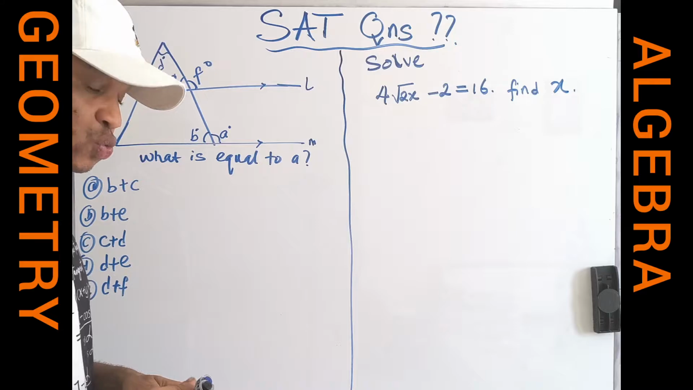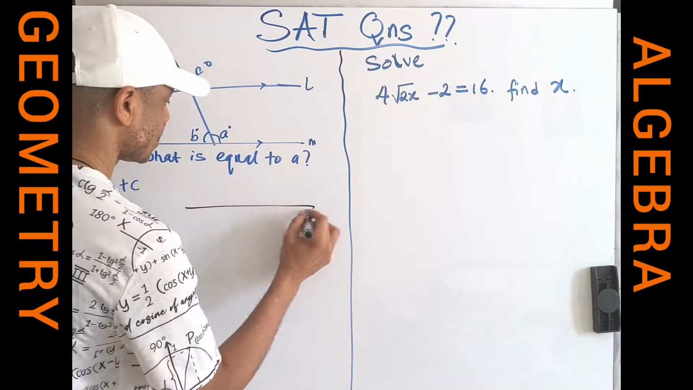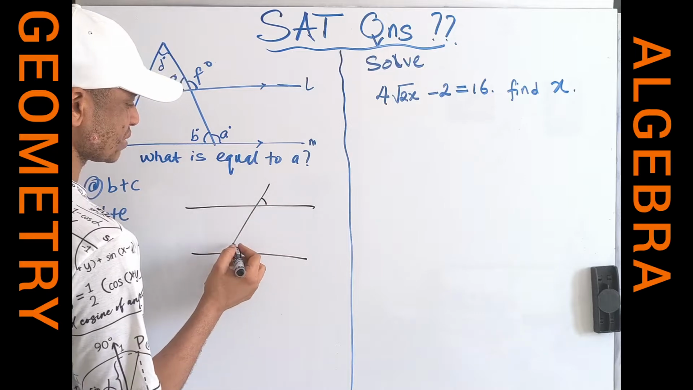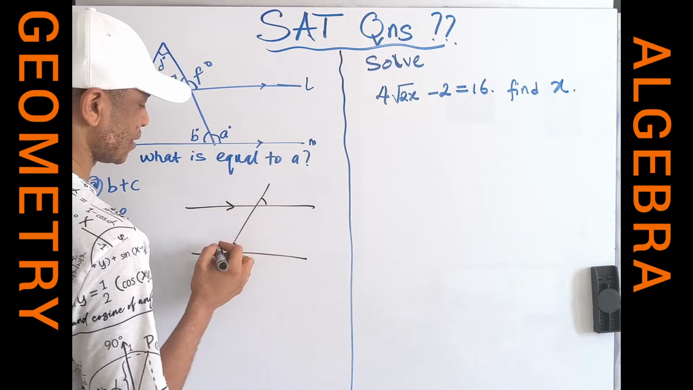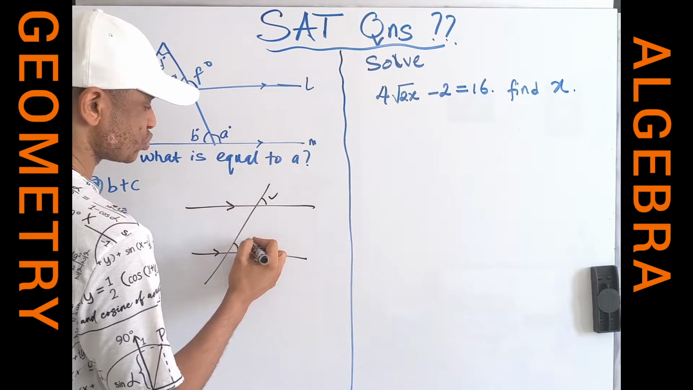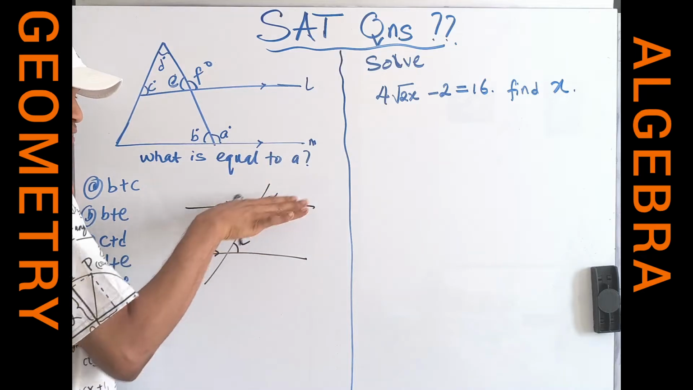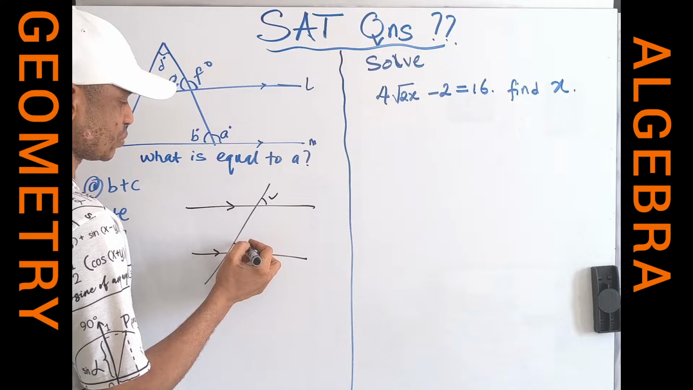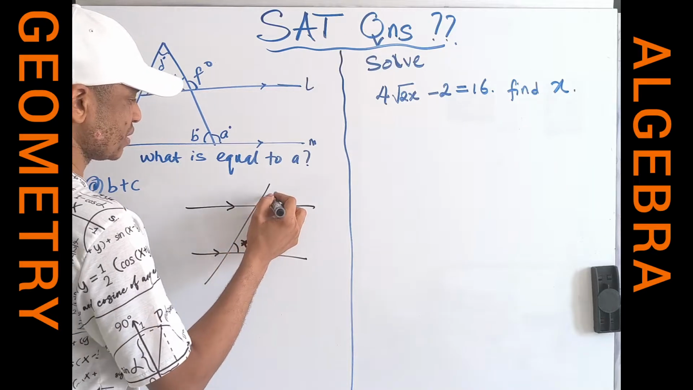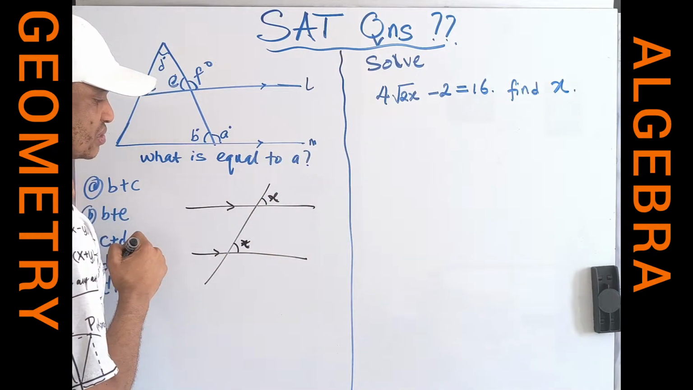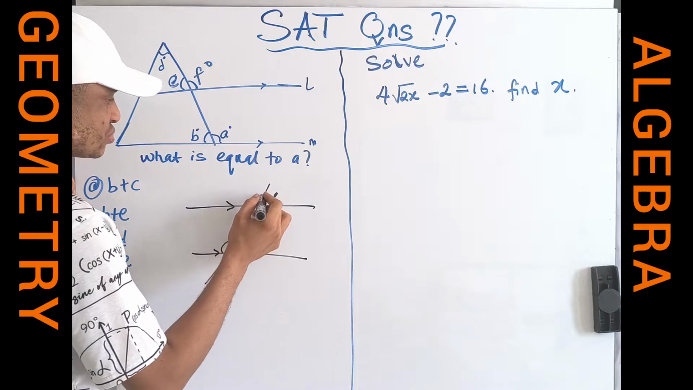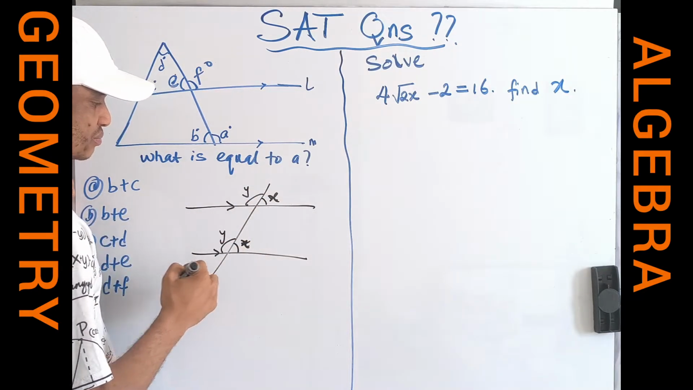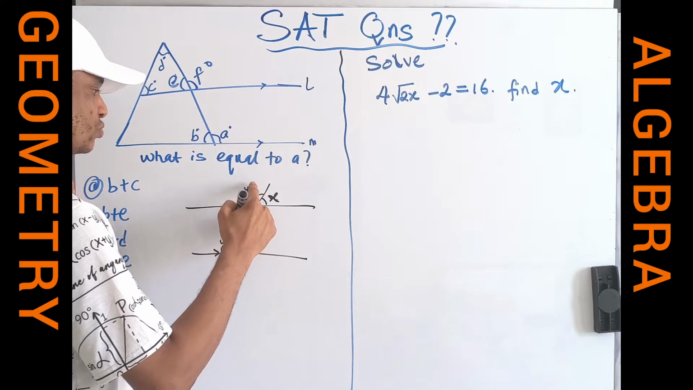For parallel lines, what you should know is, this and this, if they are parallel, are equal. So on top of the parallel line, this is called corresponding angles. So if here's x, here's also x. Similarly, this is also equal to this. Here's y, here's y.